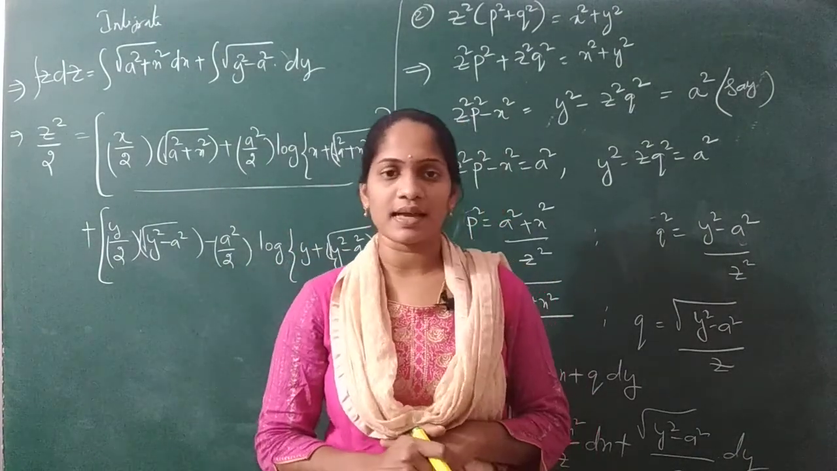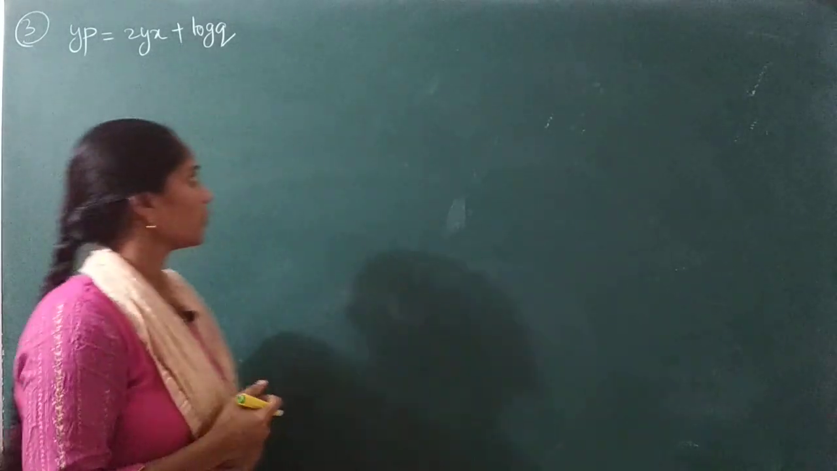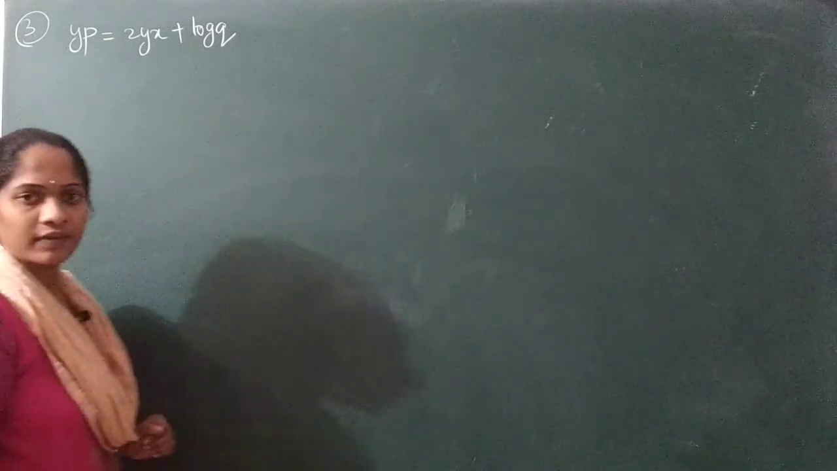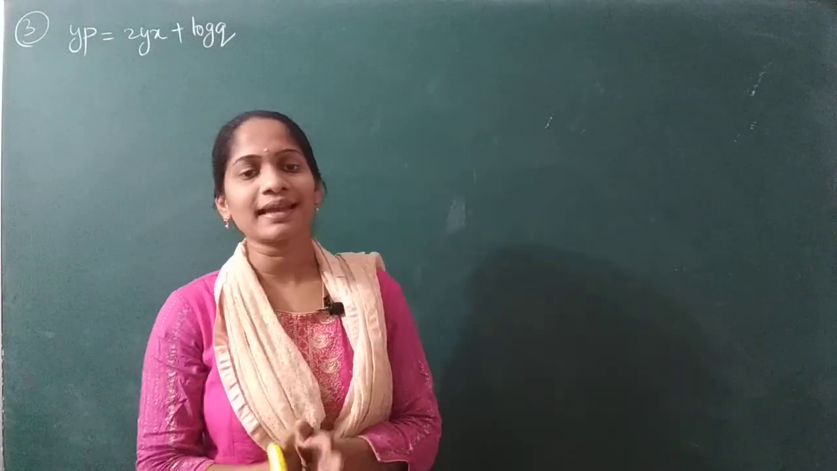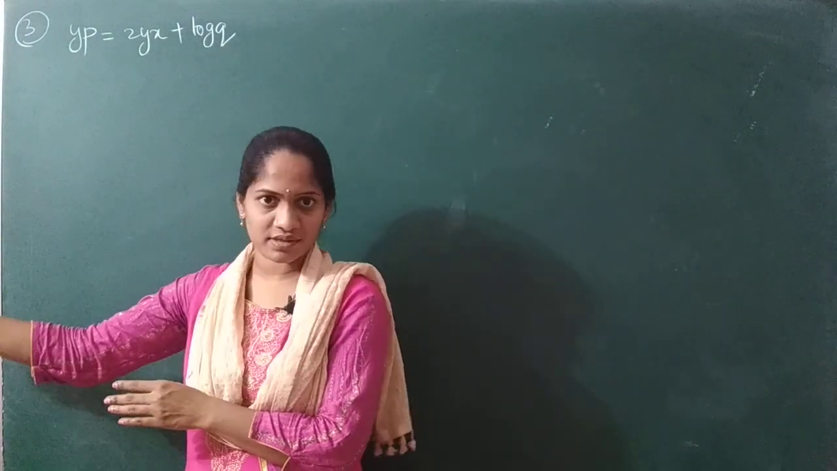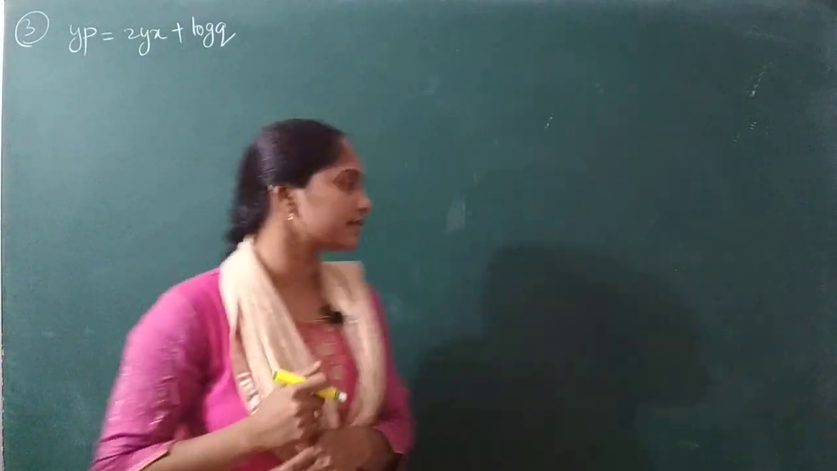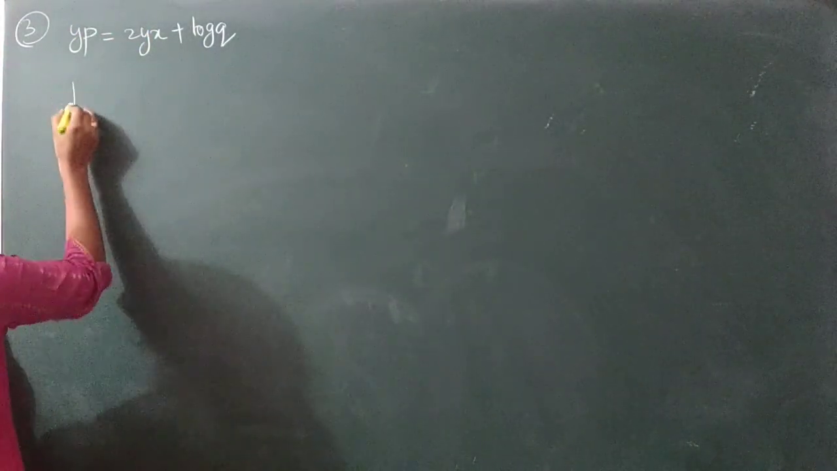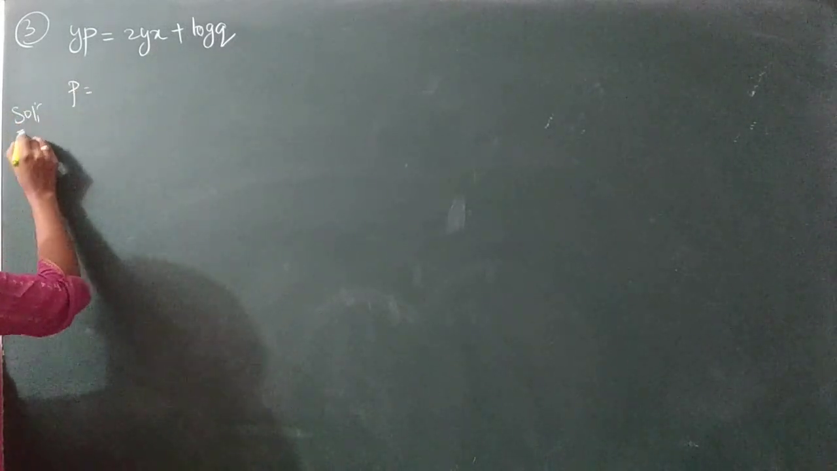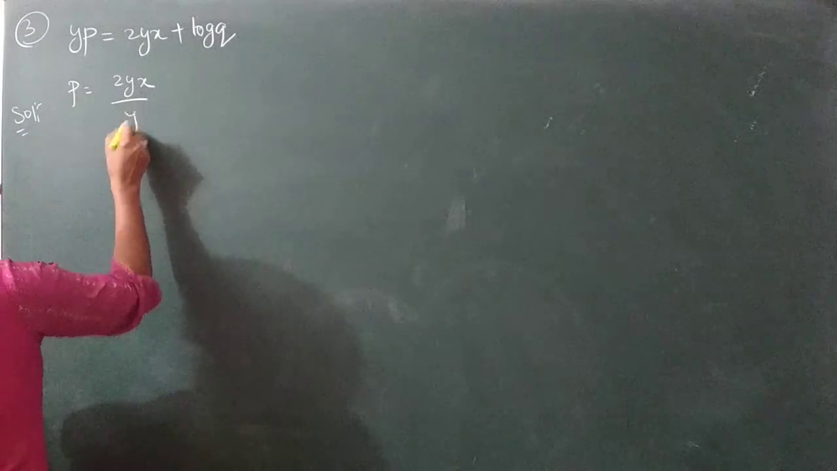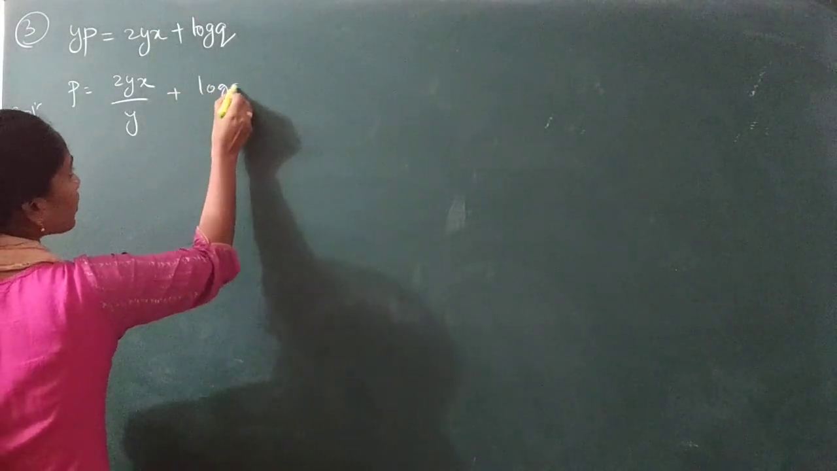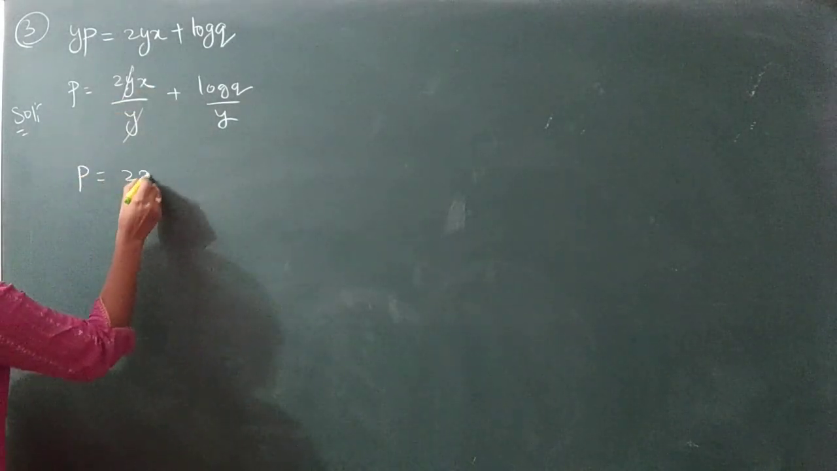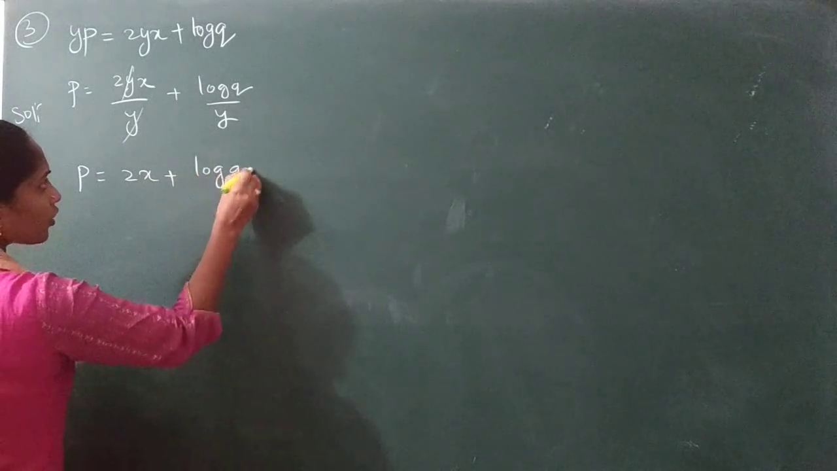Let's see another example problem. The given question is yp equals 2yx plus log q. So this is our given PDE. Next, what you have to do? You have to take x, p to the LHS and y, q to the other side. So here p is there. If you take y to the RHS, what happens? Solution: p equals 2yx by y plus log q by y. See, now your y is getting cancelled. P equals 2x plus log q by y.